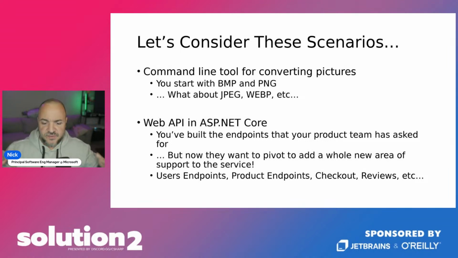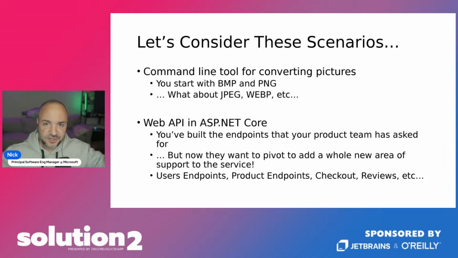And then now that you have this in place, you might say, okay, well, if I have bitmaps to PNGs, what if I wanted to convert to JPEGs or WebP files? Or what if I wanted to mix which input I have and what output I'm getting? So that's a scenario that we'll see. That could be interesting for plugins. Web APIs and ASP.NET Core.